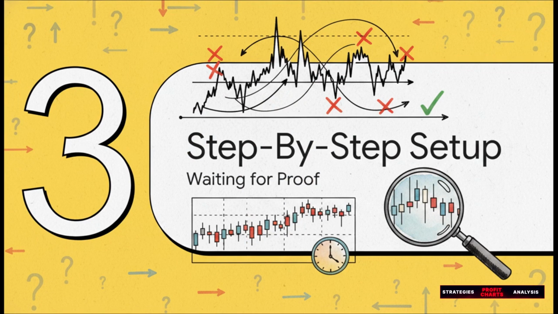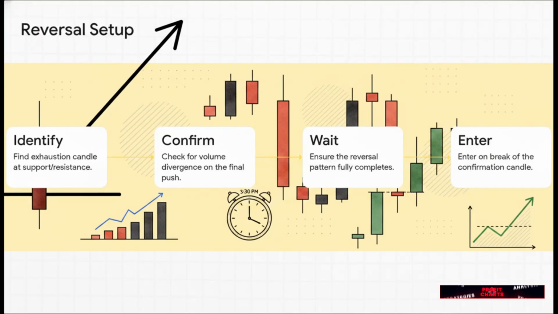This is where we stop guessing and start waiting for proof. I want you to treat these 4 steps like an absolute, uncompromising checklist. Step 1. Identify your strong trend direction first, higher highs or lower lows. Then mark your key liquidity zones and wait for an exhaustion candle at a major support or resistance level. Step 2. Confirm volume divergence on that final push.